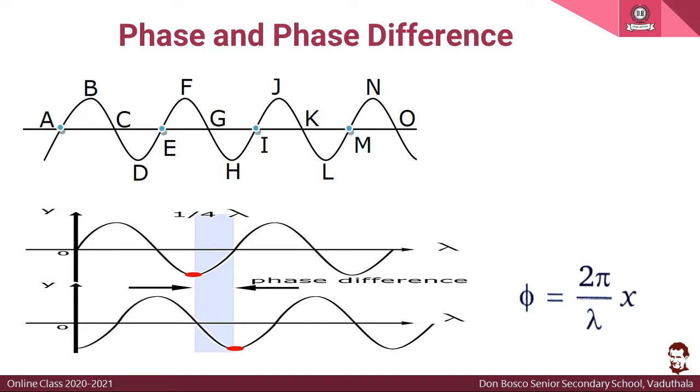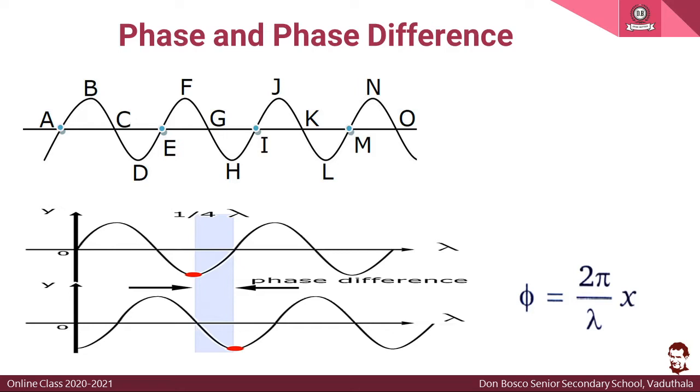As I said, from this diagram, B and F are in phase. B, F, J, N are all in phase, but B and D are out of phase. A and E are in phase. Likewise, points that have completed the same angle or have the same displacement are represented by the term phase. In the next picture, with the help of two diagrams, in one case the particle is at one position and in the next case at another position. The difference in those positions is represented by phase difference.